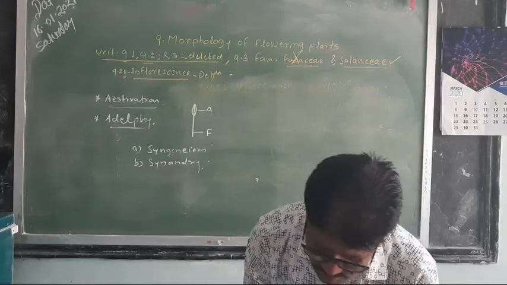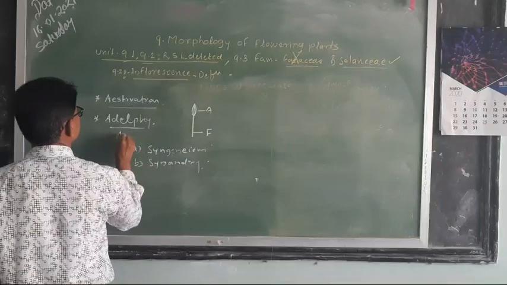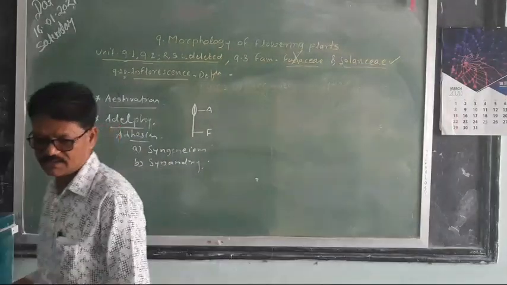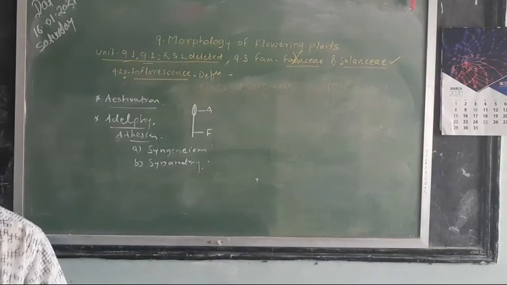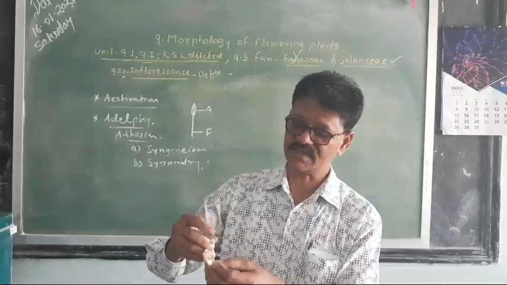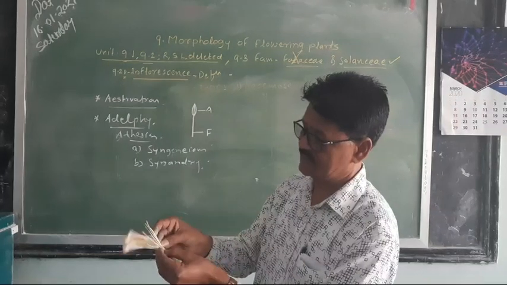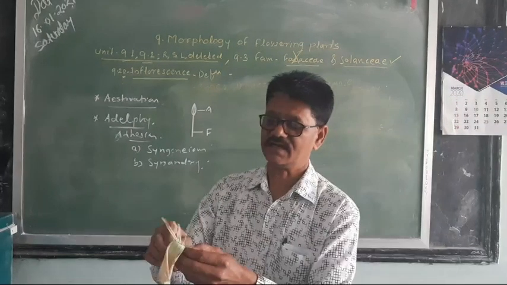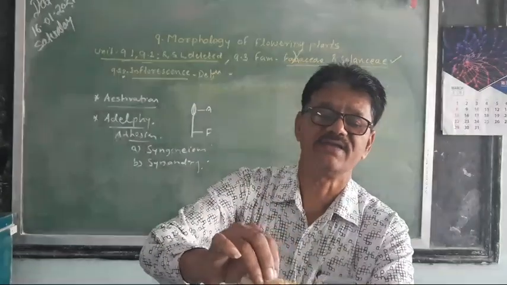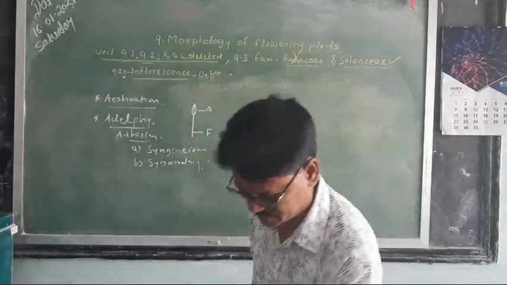In this, one is the adhesion again, that is, the stamens are attached to the petals. Stamens are attached to the petals of this datura flower. This is called the adelphi. You can see these are arranged on the petals. These five stamens are epipetalous type of stamens.